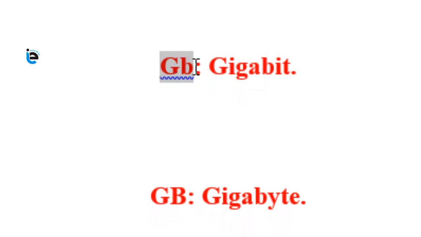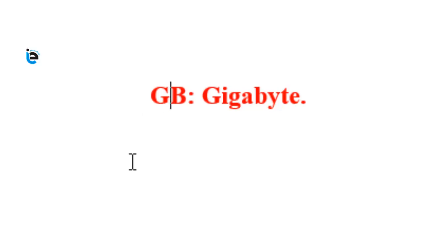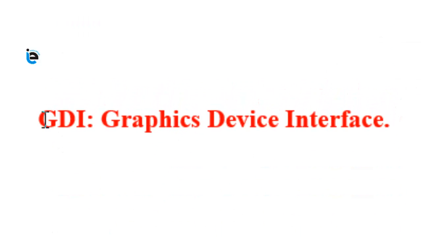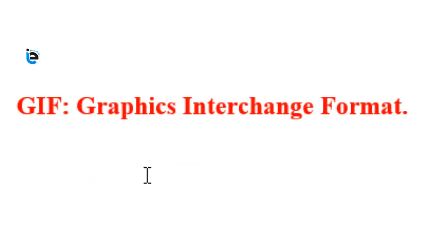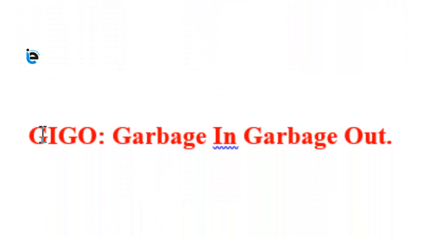GB, capital G and small b, is gigabit, because small b stands for bit, and capital B, GB, is gigabyte. Small b is a bit, and capital B abbreviates byte. GCR stands for Group Code Recording. GDI stands for Graphic Device Interface. GIF stands for Graphics Interchange Format. GIGO stands for Garbage In, Garbage Out.